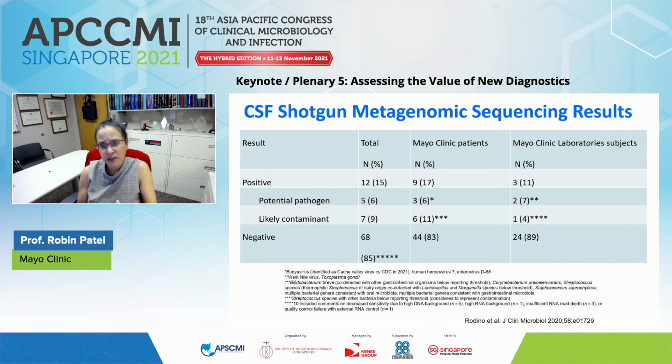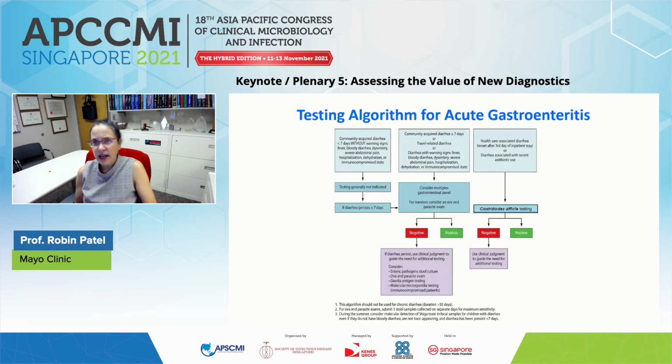So you can see you can detect a breadth of organisms, but the majority of this testing was negative. And so I think we're still learning about where the value is with this kind of testing. It's very expensive, and we need to keep thinking about this and defining that value in infectious disease.